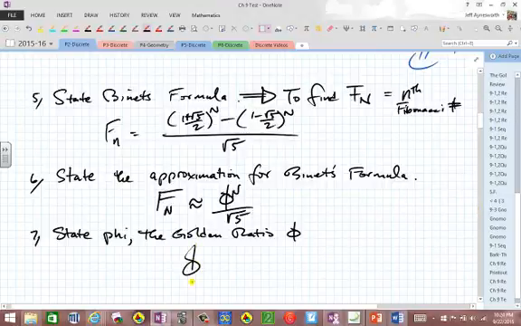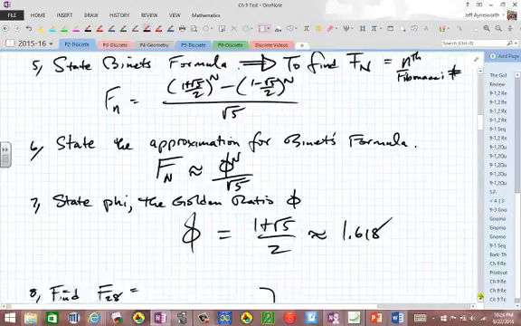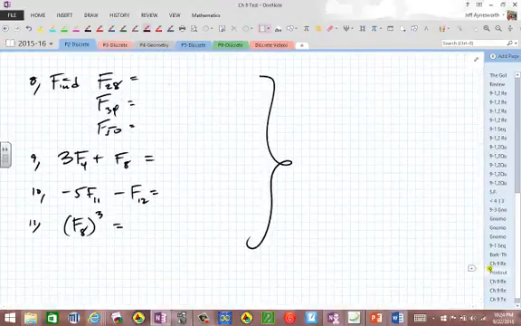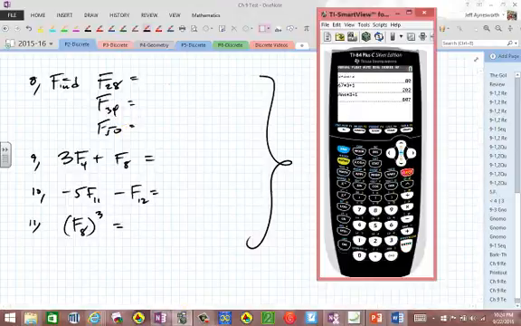State phi, the golden ratio. Well, that's 1 plus root 5 divided by 2, and that's approximately equal to 1.618. All right, so what's F28? What's F34? Let's figure this out. Clear out your calculator. Take 1 plus the square root of 5, enter, divided by 2, enter. There's your phi.